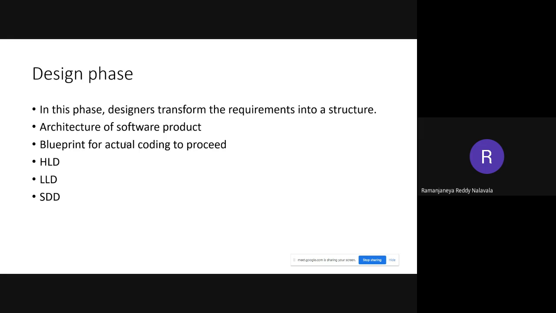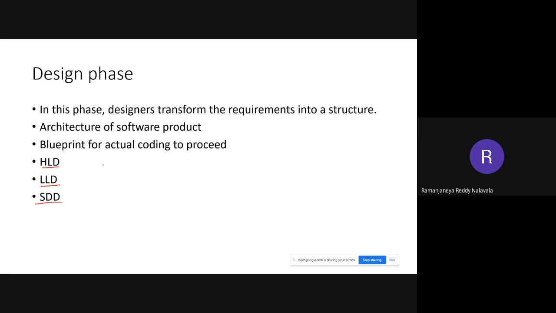Okay. Now, what is the output of this design? So the output of this design phase is SDD. SDD stands for System Design Document. So this SDD contains two parts. One is HLD and the second one is LLD. HLD stands for high level design document. Second one, LLD stands for low level design document.